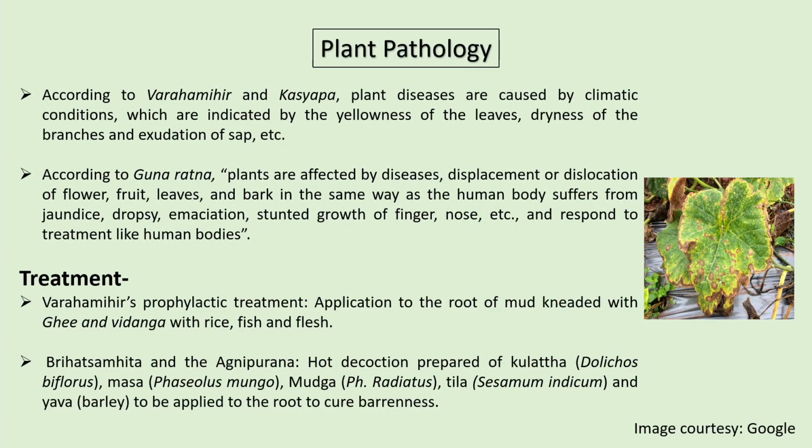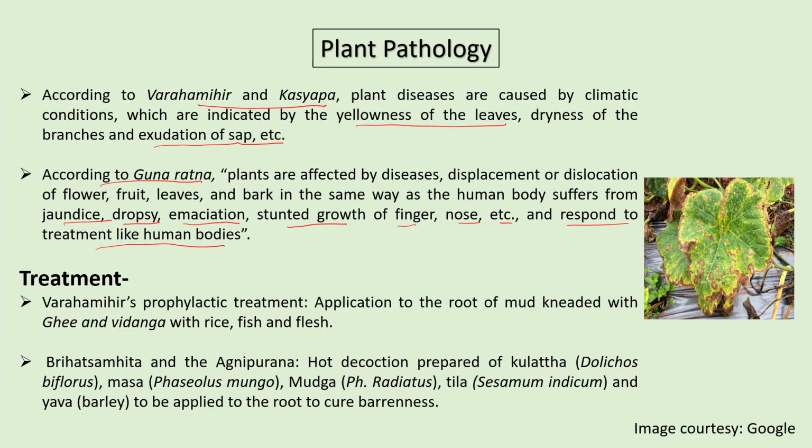Now, plant pathology. According to Varamihir and Kashyap, plant diseases are caused by climatic conditions which are indicated by the yellowness of the leaves, dryness of the branches and exudation of sap, etc. According to Gunaratna, plants are affected by disease, displacement or dislocation of flowers, fruit, leaves and bark in the same way as the human body suffers from jaundice, dropsy, emaciation, stunted growth of finger, nose, etc. and responds to treatment like human bodies.